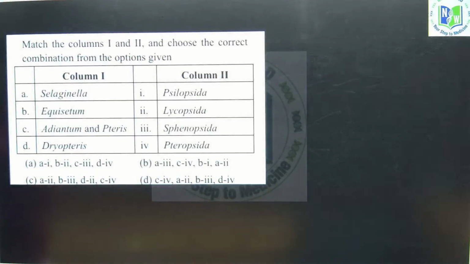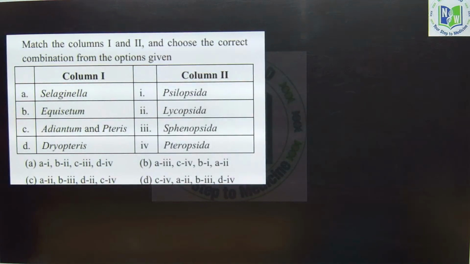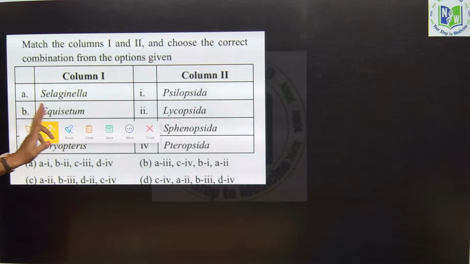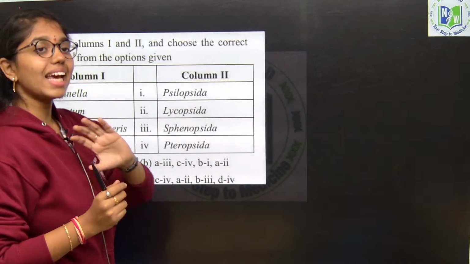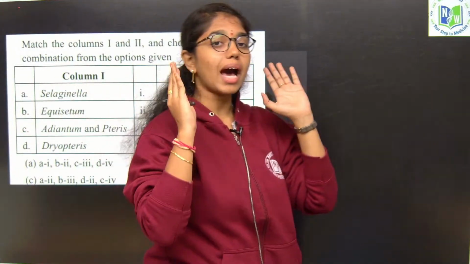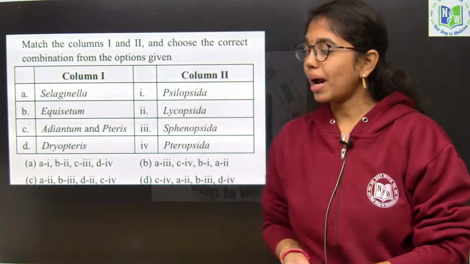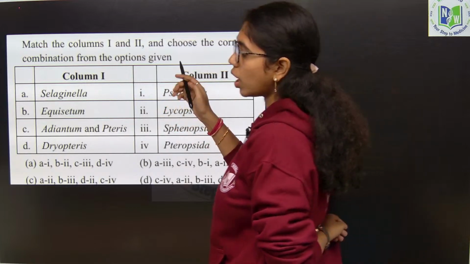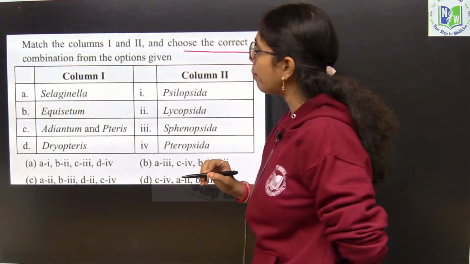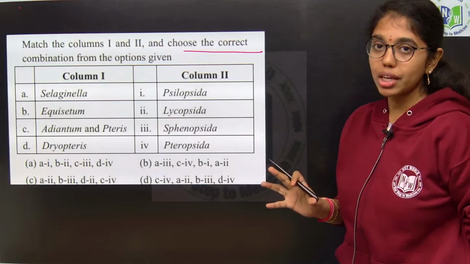Yeah, this is match the following type of question, ma, which is very easy. Most of the times when we have examined NEET previous year questions, we got the examples only. Examples are mostly asked in the form of match the following type of question from this chapter. Match column 1 and column 2 and choose the correct combination from the options given below.